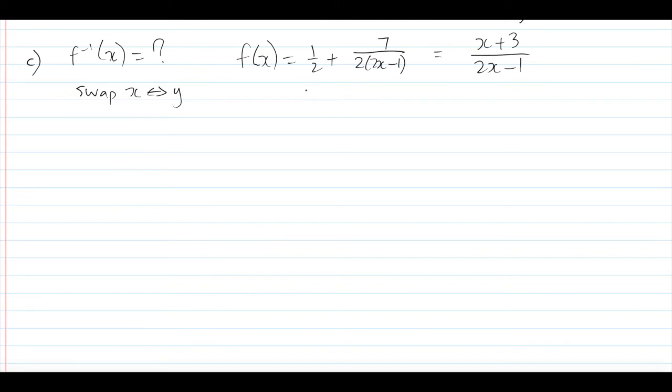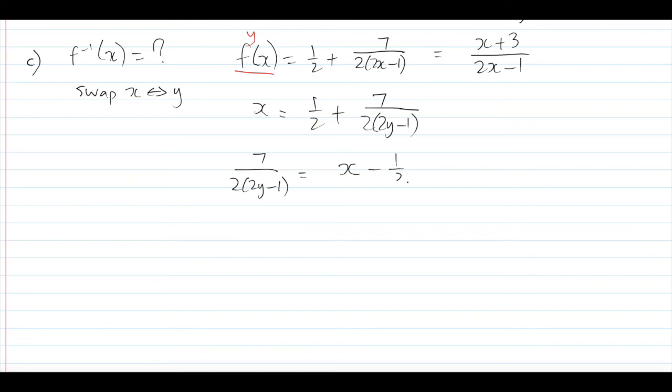So what you want to do is swap this. This is essentially your y. Swap that y with an x and swap that x with a y. So what we get is this becomes an x, and this one right here becomes a y. And all you need to do now is make y the subject. So we're going to start moving things over. The 7 over 2y minus 1, x becomes x minus a half, and then we're going to bring the 2 over here and the 7 here.